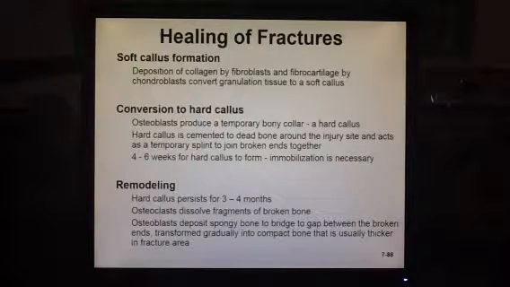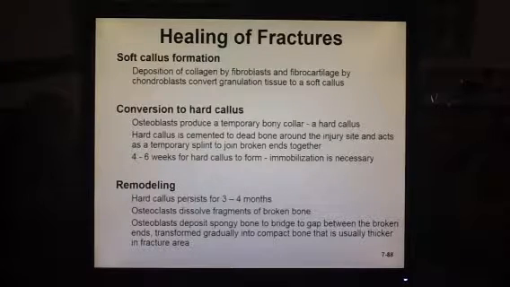They convert that granulation tissue into a soft callus, and that soft callus is then converted into a hard callus, where osteoblasts make this temporary bony collar called the hard callus, and it is cemented to dead bone around the injury site. It's basically like a temporary splint that joins the two broken ends together. This takes 4 to 6 weeks for the hard callus to form, and it is important to immobilize that bone, which is why we see casts.